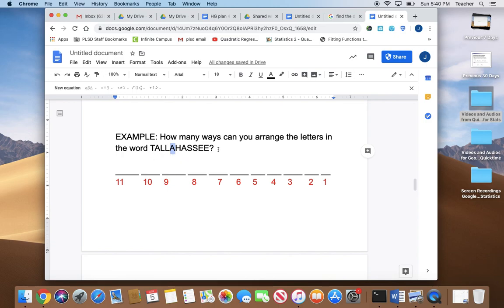But if you're taking all of them and you don't want to have the same arrangement, like TLLAHASSEE, you would still get TLLA if you put the first A in the 10th position and the second A in, or the first L in the 10th position and the second L in the 9th position, or you took the second L and put it in the 10th position and the first L and put it in the 9th position. So in that case, you'd have to divide out.